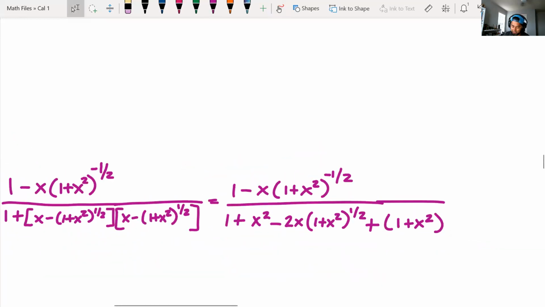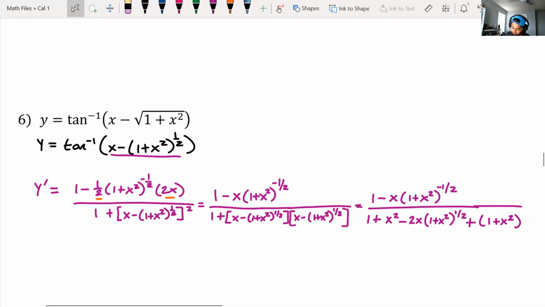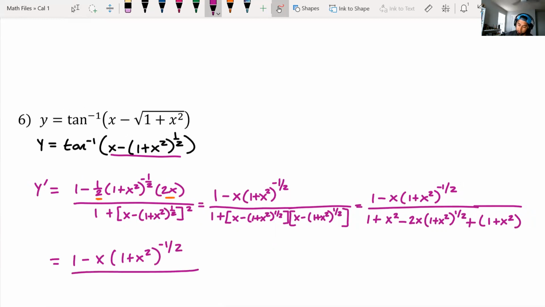Breathe it in. Here's what we got so far. And now clean up the denominator. Numerator stays the same. 1 minus x times 1 plus x squared to the negative 1/2 over, and over here, I have 1 and 1. So we're going to get 2. And then x squared and x squared.